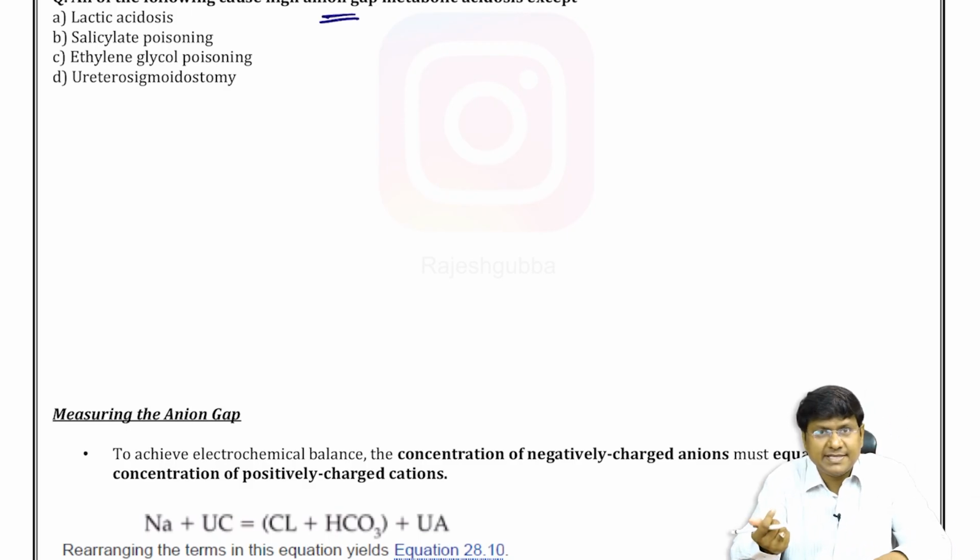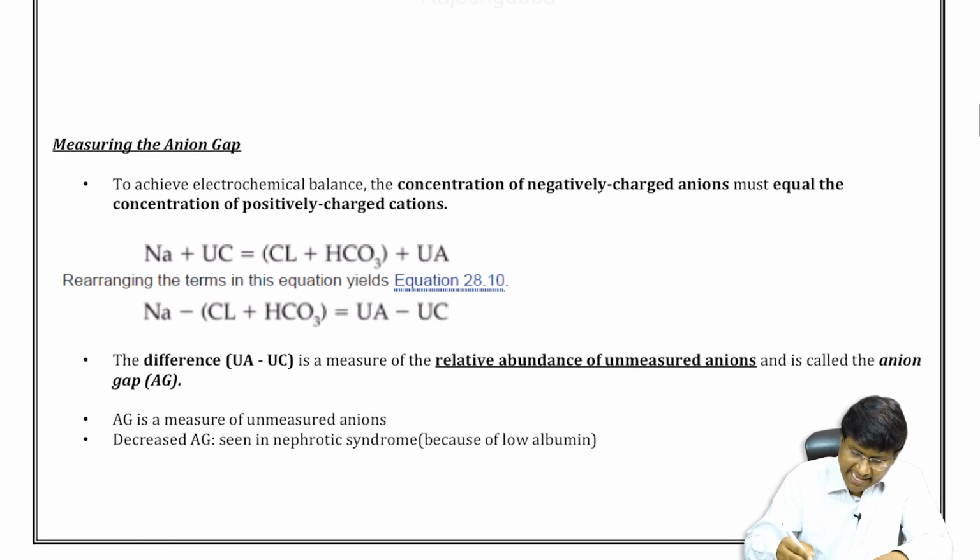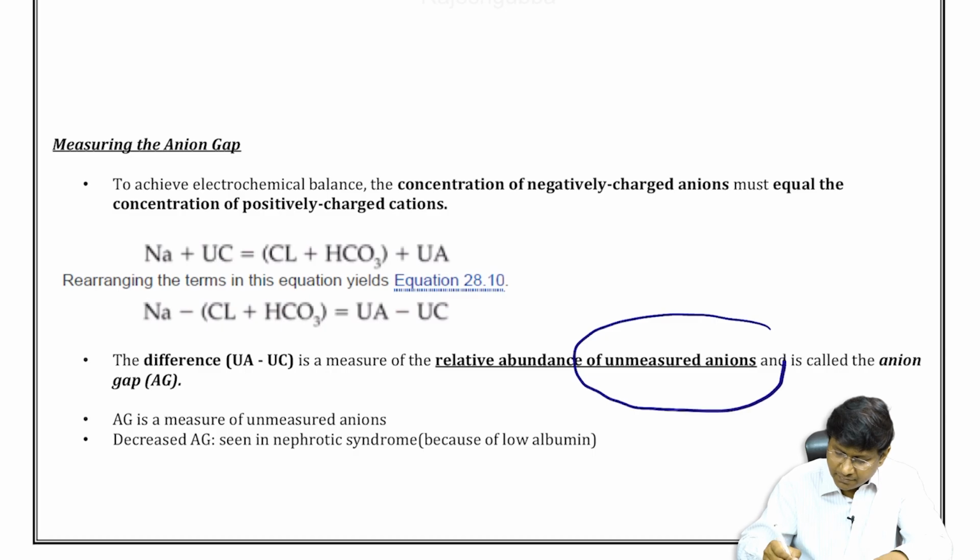Now, what exactly is the anion gap? See, the anion gap is the measure of the unmeasured anions. That is what is called the anion gap.